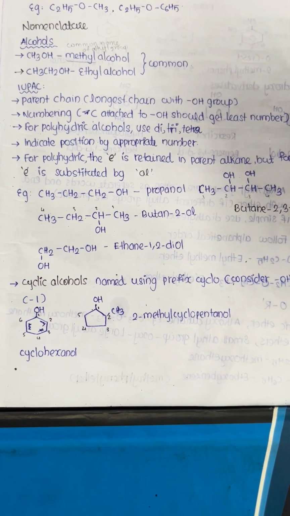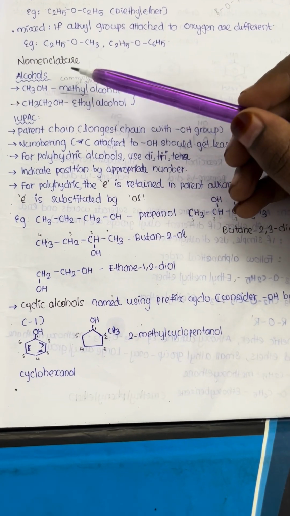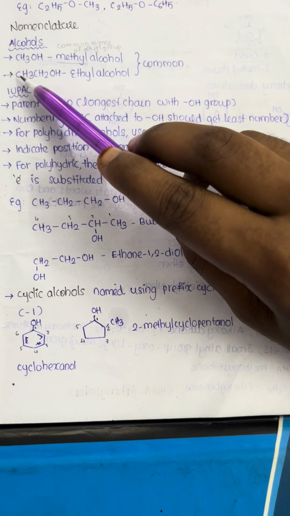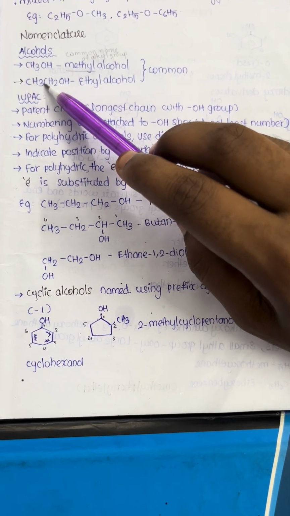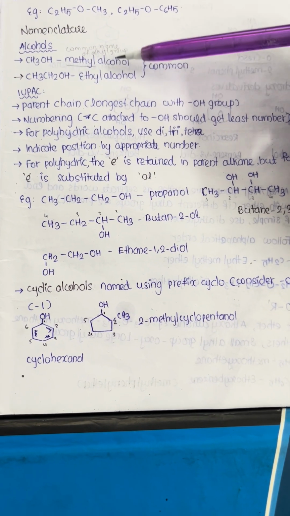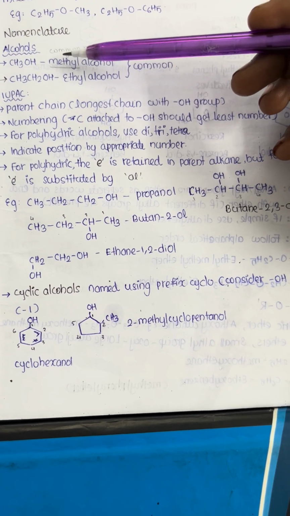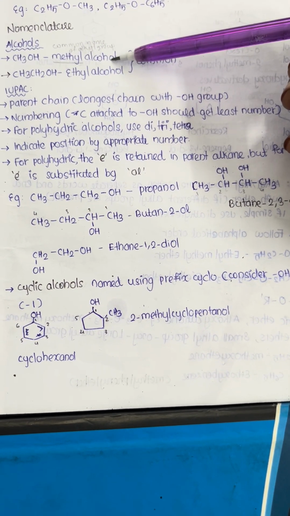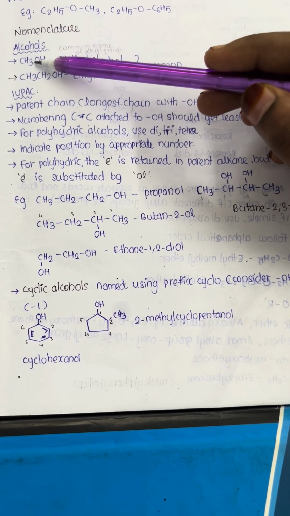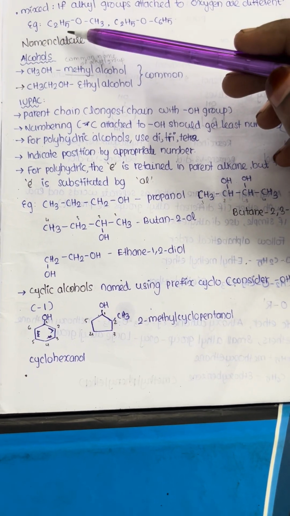The next is nomenclature of alcohols, phenols, and ethers. So you can look into the nomenclature of alcohols first. This is CH3OH. In common names, I'll write it as methyl alcohol. That means first write the alkyl group and then put the word alcohol. So alkyl alcohol. Here only a single carbon is there, so it is methyl alcohol.